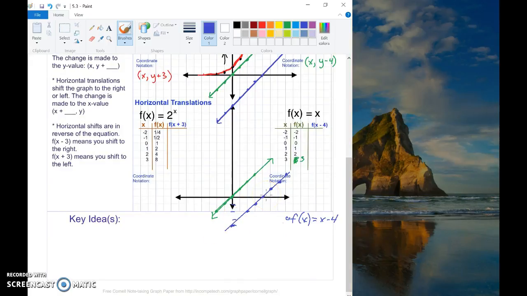So even though it's the same equation, it's not the same kind of translation. Vertical and horizontal translations of linear equations look the same, except that they are different parts of the line. Let me show you what I mean.